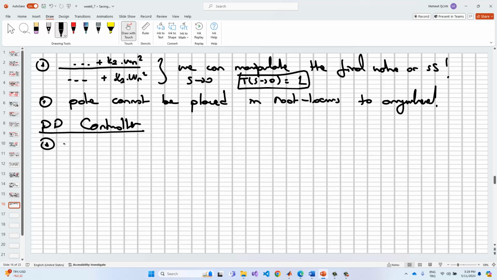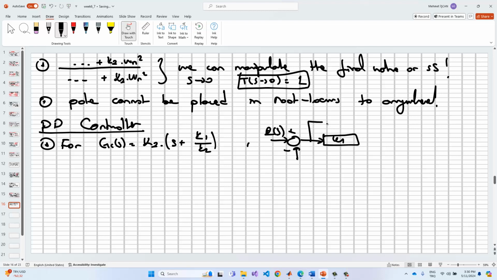In the PD controller, G(s) is equal to what? K2 times s plus K1 divided by K2, right? And so our transfer function is the what? This one. It's the block diagram.